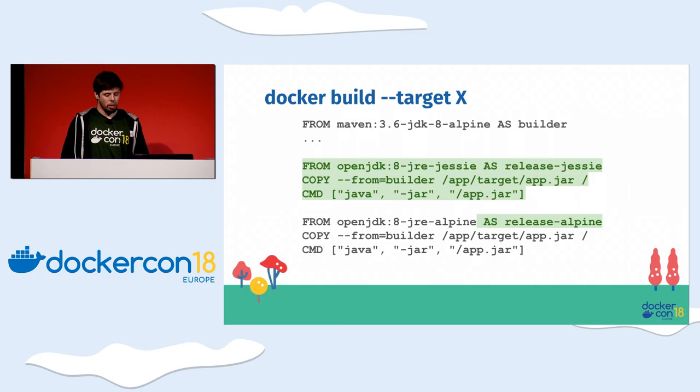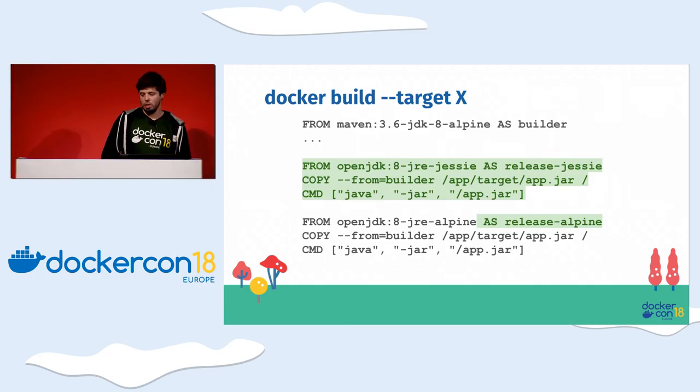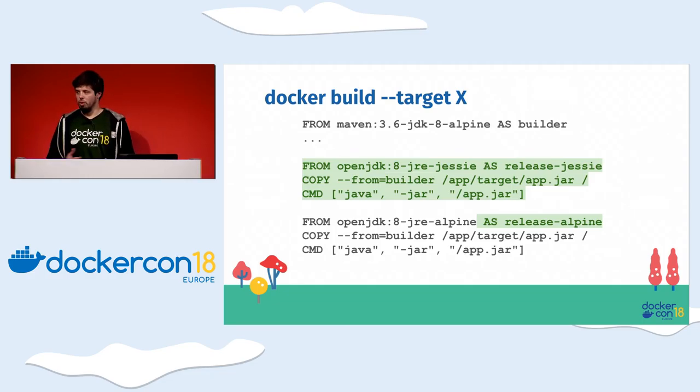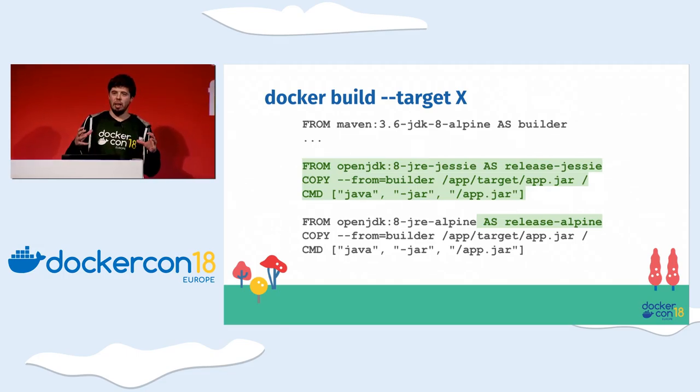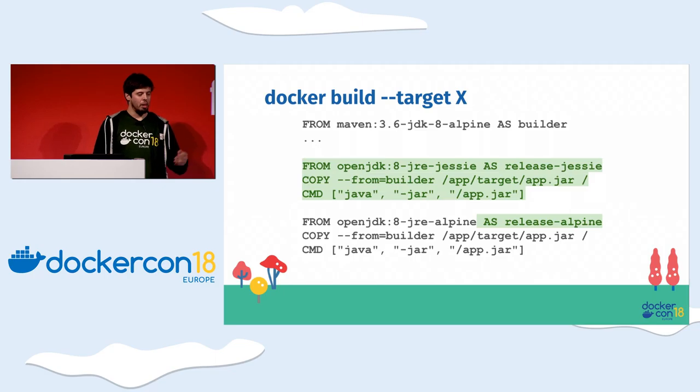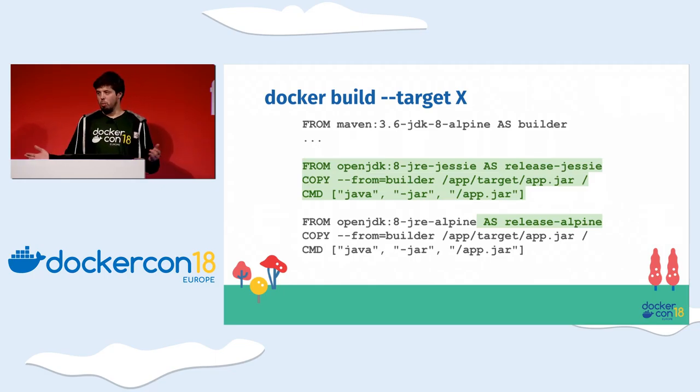So here's one of the examples I listed there, which is if you want to have multiple flavors of your image. So far we had an Alpine-based runtime image, right? It was based on OpenJDK 8 JRE Alpine, and maybe that works for most cases, but say you want a Debian Jessie flavor.